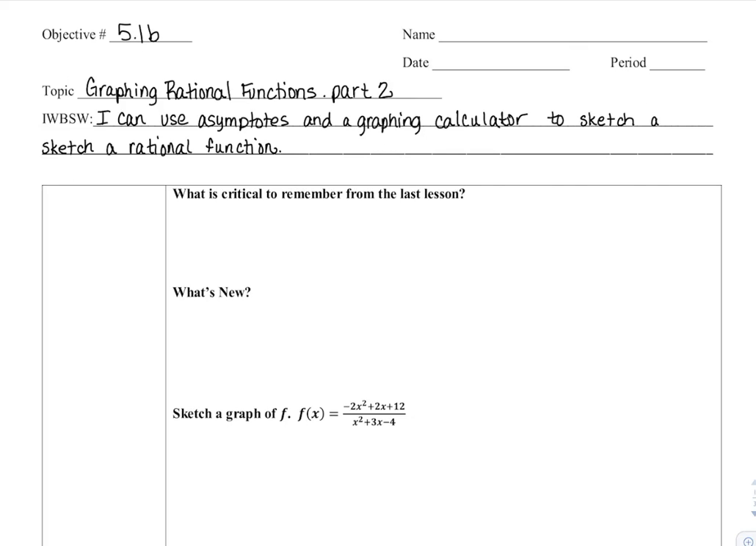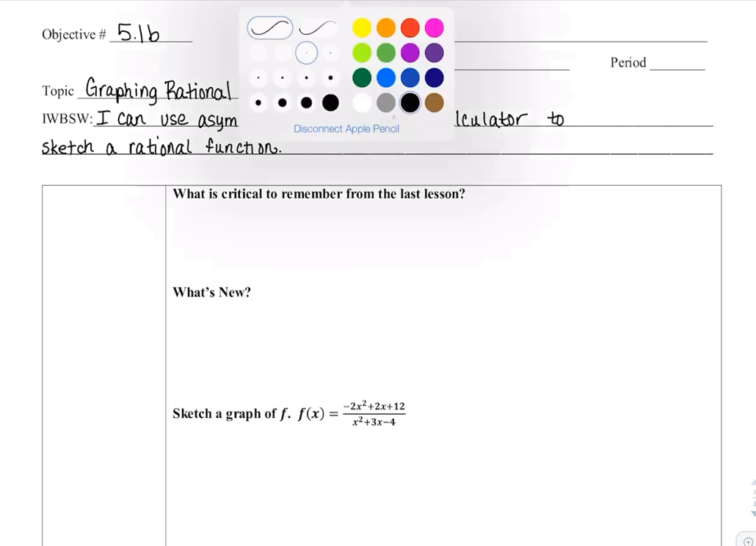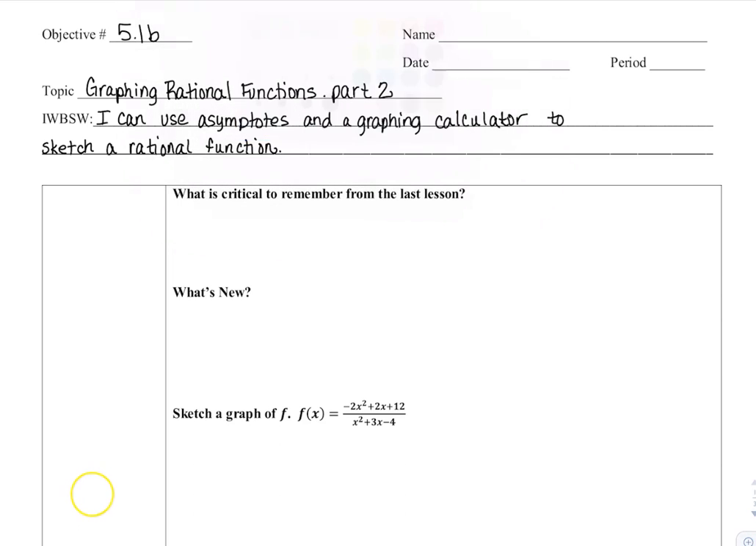Okay, so today's lesson is 5.1b, and we are on part 2 in our study of graphing rational functions. Your objective today: you will be successful when you can use asymptotes and a graphing calculator to sketch a rational function. Okay, let's fix that up. All better.